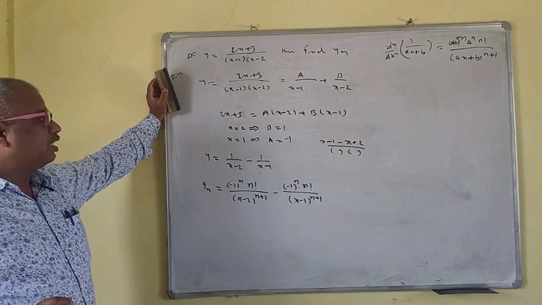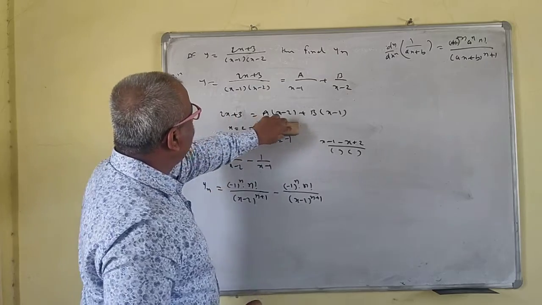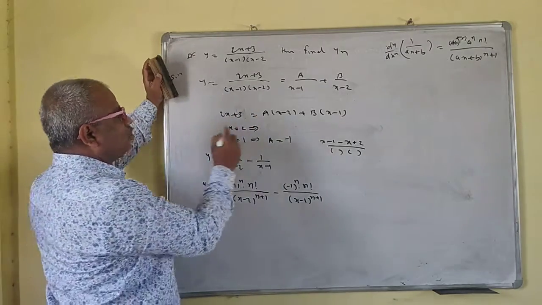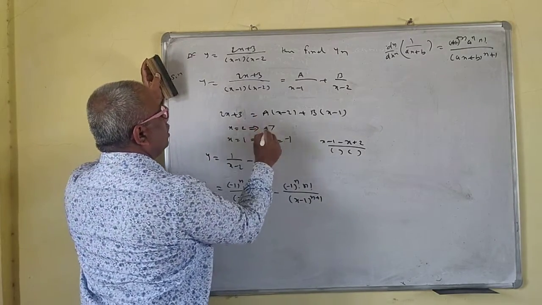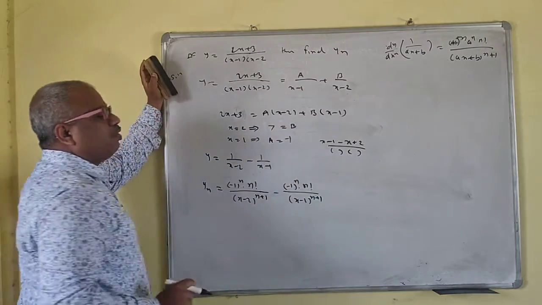Here you will get 2x + 3. So if x is equal to 2, then what is this? So this will be 0. This is 2 means what? This is 7 now. 4 plus 3 is 7. So b is equal to what? So your b is 7.